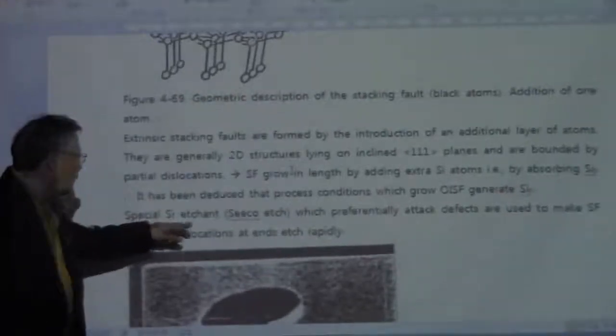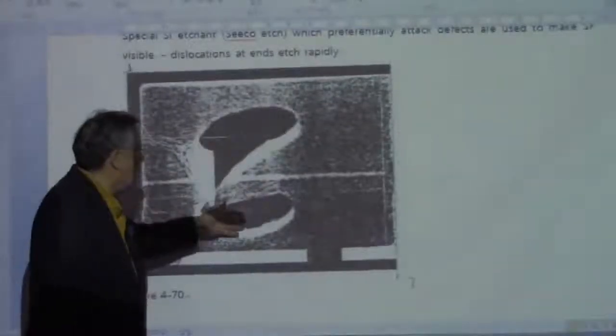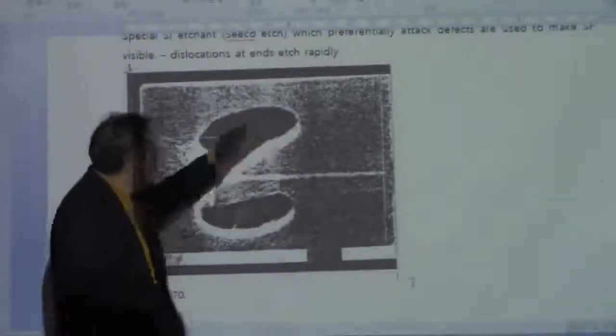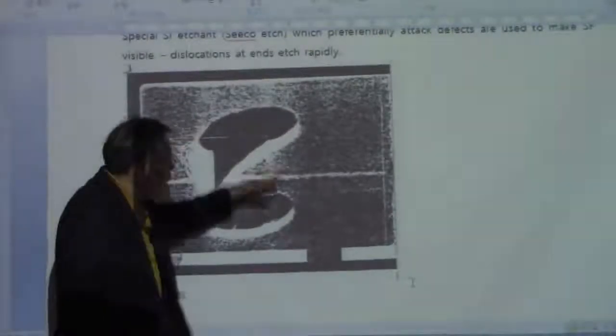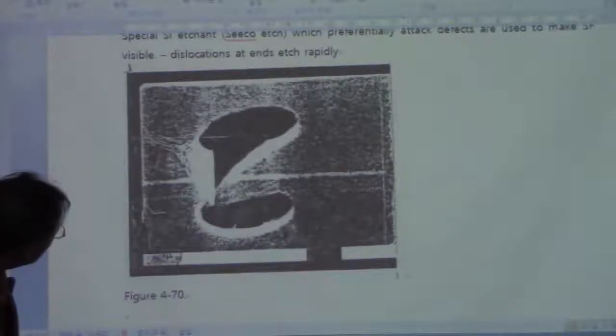A special silicon etchant may reveal the stacking faults here. This is the end of the extra plane. The extra plane is supposed to be like this, and when you use a special etchant, these fault areas are etched preferentially so that we can directly see images like this. This is a TEM image, by the way.